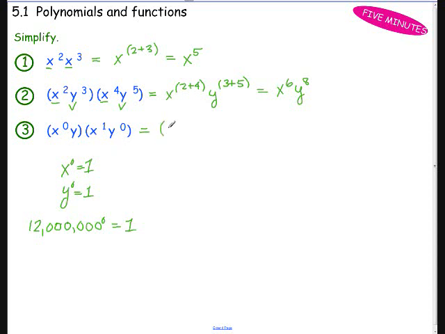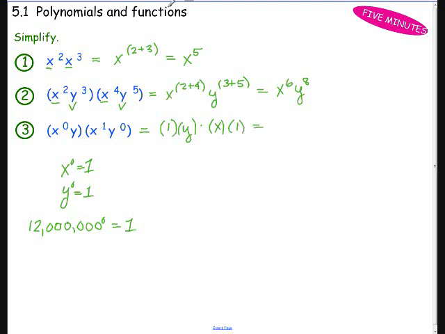Because we've got 1 times y, and all of that times x times y. Oops! Y to the 0 power. Let me get back there. X times 1.